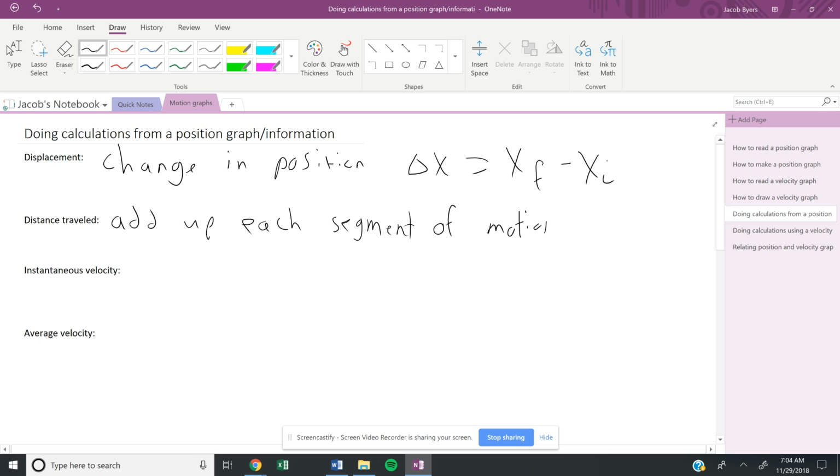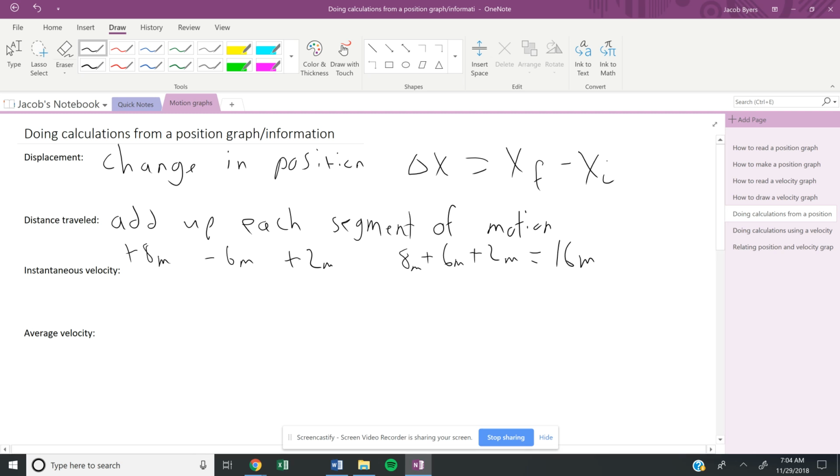So if you go forward 8 meters, you go backwards 6 meters, and you go forward 2 meters, okay? To find your distance traveled, you just add up all of those. 8 plus 6 plus 2 meters will give you 16 meters, okay? In reality, you'll find out you really only moved forward 4 meters, but the object has moved that far.